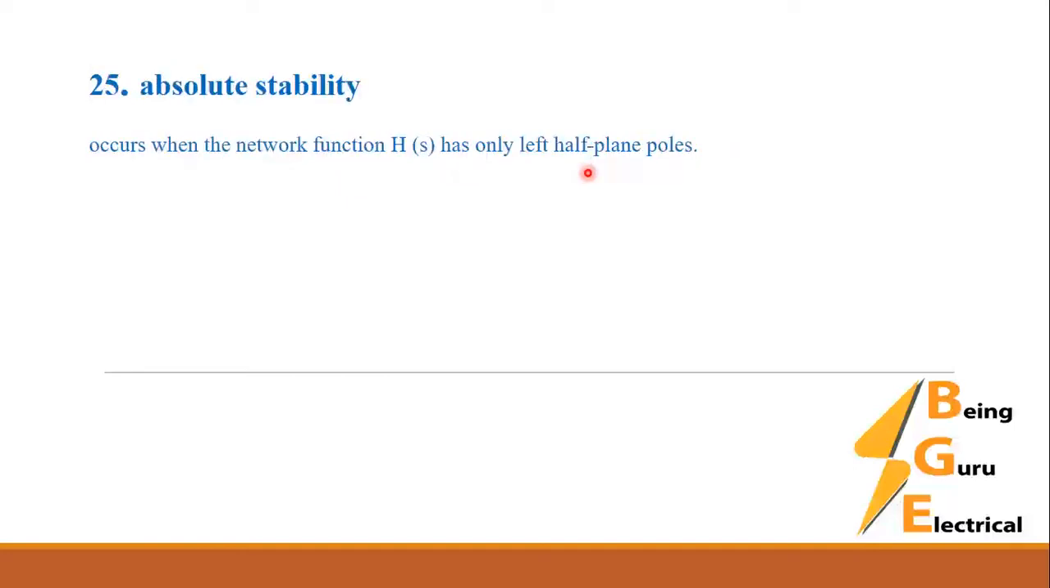Next we have absolute stability. It occurs when the network function has only left half plane poles. So in a control system, if we want to see the absolute stability of a system, we see that the network function, which is H(s), has only left half plane poles. So the poles should be in the left half plane, and then the system will be absolutely stable.